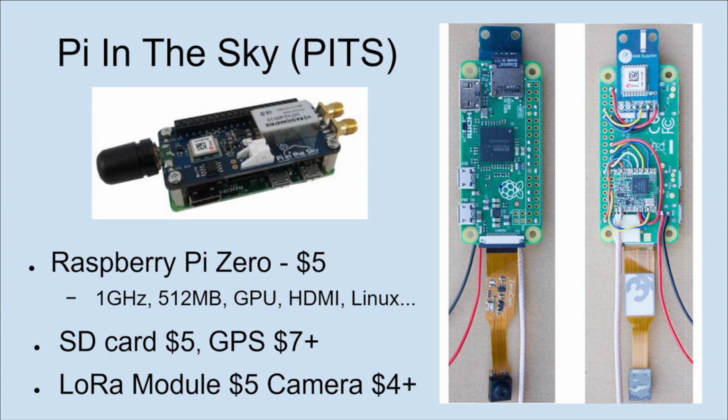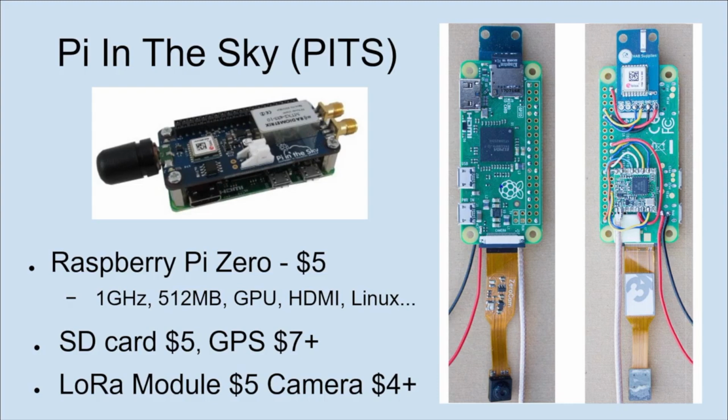And an example there on the right hand side is a tracker I made, just GPS and a LoRa module and a camera, and that gives you the basic tracking and SSDV capability. The Raspberry Pi itself is a single board computer based on an ARM processor, runs at about a gigahertz, and has about half a gig of memory.